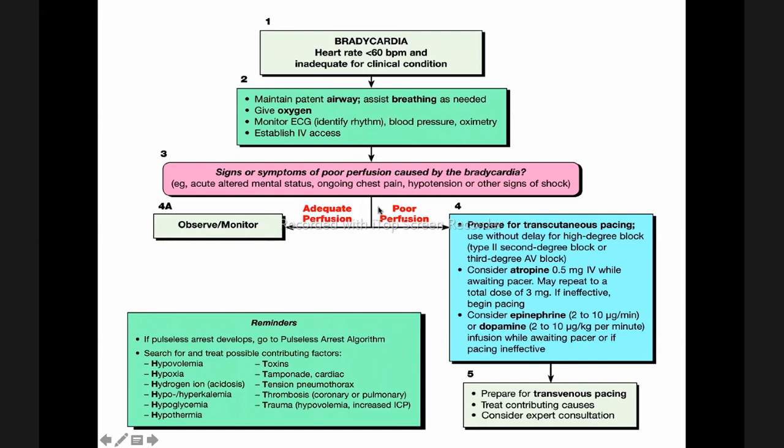So if the patient is poorly perfused, then you go straight to putting in a pacemaker, either a transcutaneous one or a transvenous one, temporary or permanent, depending on what the cause is. But if they are adequately perfused, just keep them in a high dependency area. Of course, you have to monitor and observe them and then check if the reason why they have, for instance, a cardiac arrest is any of these and any of the other causes that we have talked about.